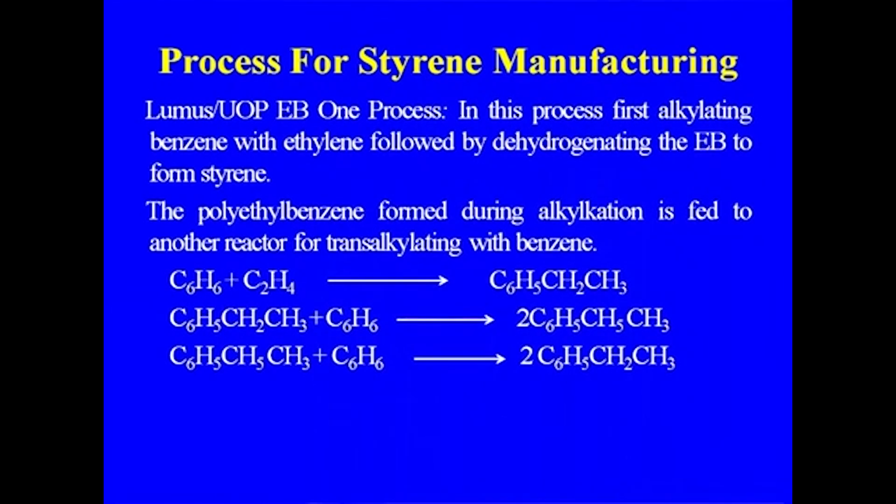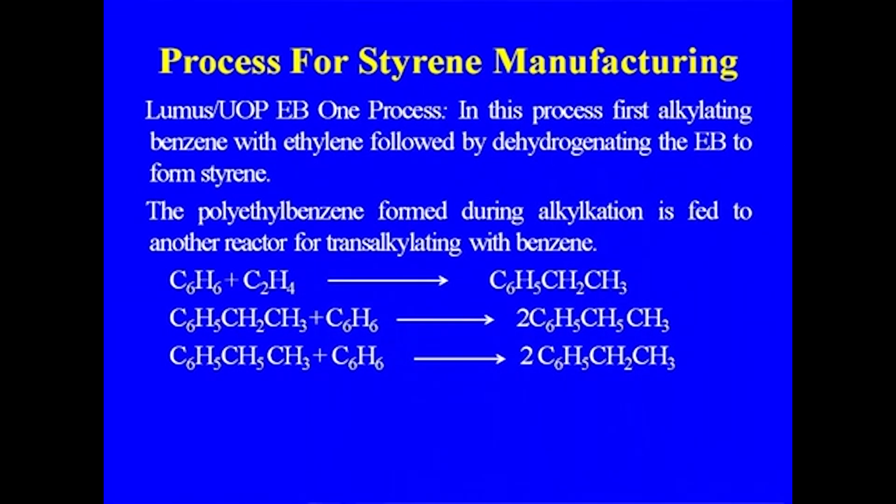This is the Lummus UP-EB1 process. In this process, first the alkylation of benzene with ethylene to form ethyl benzene, followed by dehydrogenation of the ethyl benzene to form styrene. The polyethyl benzene which is formed during the alkylation is fed to the finishing reactor, where the transalkylation reaction is taking place.